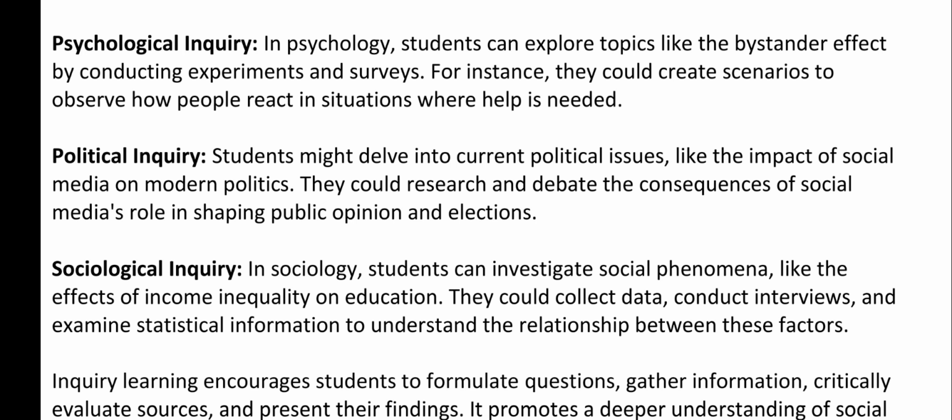Sociology inquiry. In sociology, students can investigate social phenomena like the effects of income inequality on education. They could collect data, conduct interviews, and examine statistical information to understand the relationship between these factors. So in sociology, what the student can do is investigate or find out social phenomena like the effect income inequality can have on the education system. So they could collect the data, conduct interviews, and examine different statistical information they have collected so that they understand the relationship between these factors.